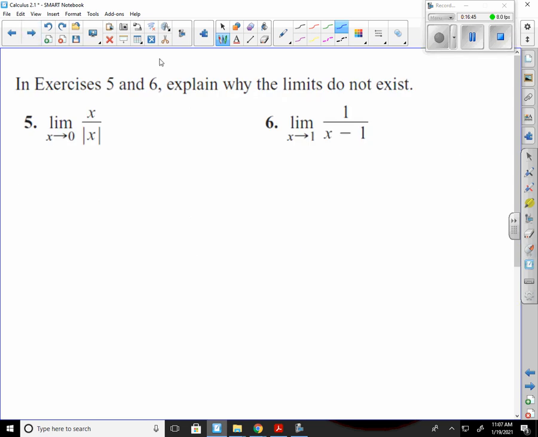Okay. Tomorrow we're going to pick up here with exercises 5 and 6. Just preparing you for some homework problems. We're going to go over some homework problems of the same type so that you're ready to go for the homework tomorrow.